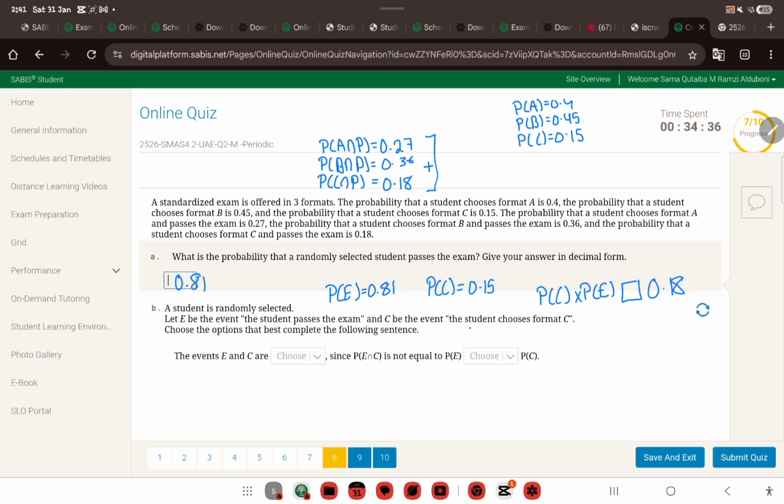If they're equal, it means that it's independent, and if it's not equal, it means that they're not independent, or dependent. So 0.81 times 0.15, which is 0.1215, which is not equal to 0.18. So they are not independent because this intersection is not equal to the product of these two probabilities.